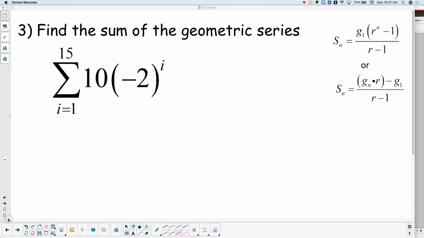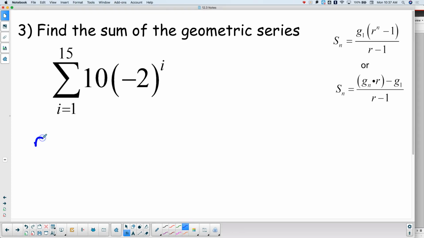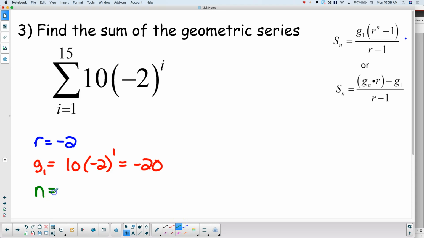Try that one. Since I have an R value that is an integer, we can use that top one. So then I need to find g sub 1. I find my first term by plugging 1 into my rule. Negative 2 to the first power is negative 2 times 10 is negative 20. N is going to be the top, or the end, minus the start, plus 1. So that gets me 15 there.